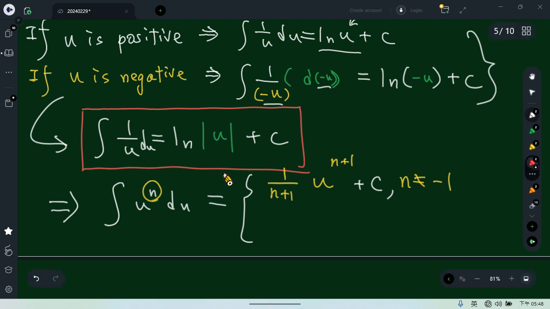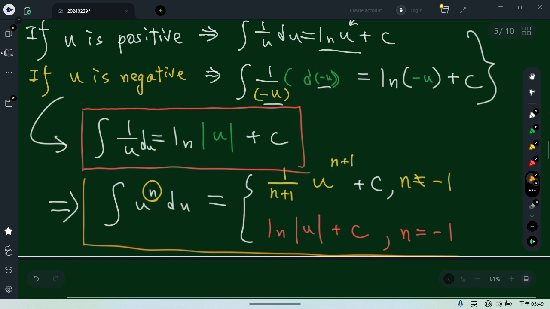When n is equal to -1, we can get ln taking the absolute value of u plus c. So right now we already have all the results for when you just integrate u to the power of n. And right now, no matter n is equal to -1 or not equal to -1, we can have the result. So the second thing for you, you should notice this one.